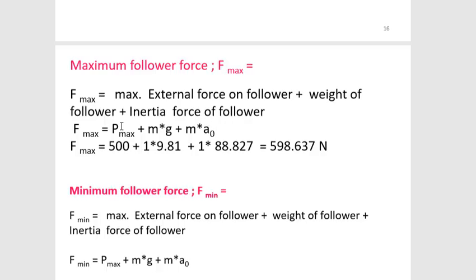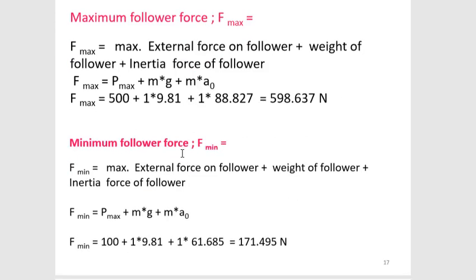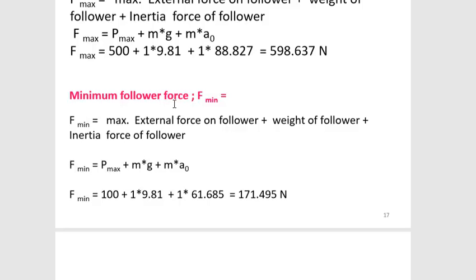So we know the P max, that is given in the question, 500 N. The mass is 1 kg, g is 9.81. Again mass is 1, and the maximum acceleration at the outward stroke is 88.827. So in this way we can find out the maximum follower force, which is 598.63 Newton.